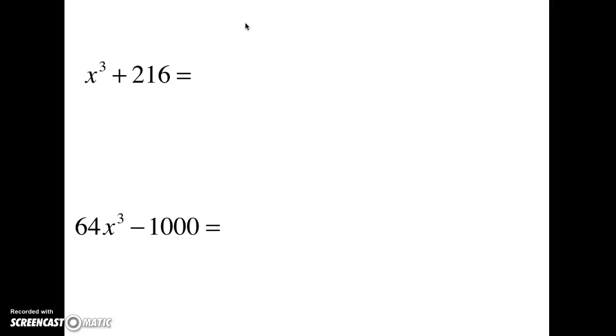What I want you to do is pause the video and see if you can try to use the sum and difference of perfect cubes to factor these two polynomials. Once you're done, hit play again to see if your answer is correct.